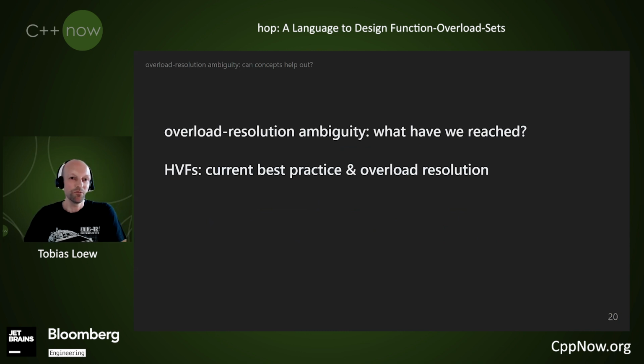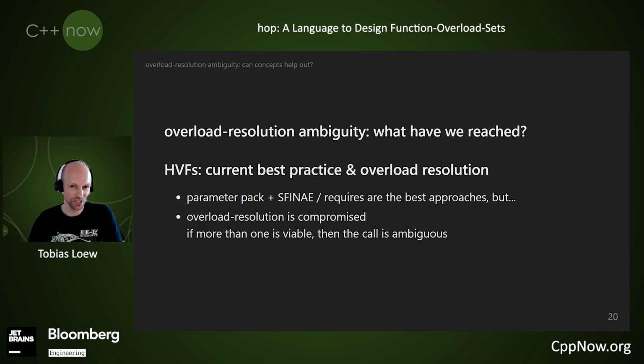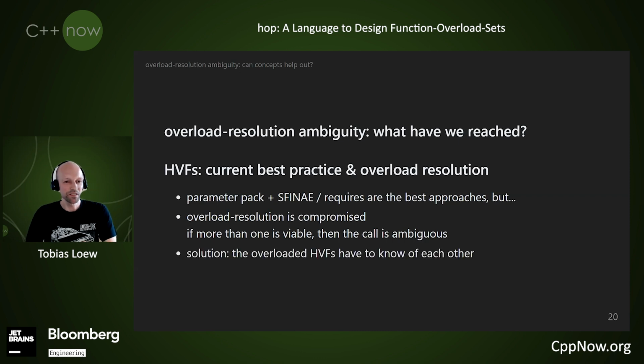So what have we reached? Our current best practice for homogeneous variadic functions is parameter pack plus SFINAE or requires, but overload resolution is compromised. Whenever more than one of our overloads is viable, then the call is ambiguous and you can't do anything about it. So what's the solution for that?